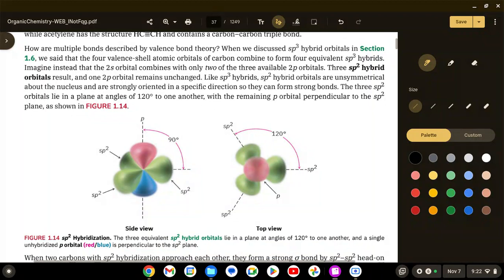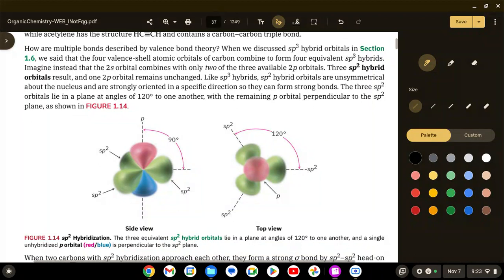Imagine instead that the 2s orbital combines with only two of the three available 2p orbitals. Three sp2 hybrid orbitals result and one 2p orbital remains unchanged. Like sp3 hybrids, sp2 hybrid orbitals are unsymmetrical about the nucleus and are strongly oriented in a specific direction so they can form strong bonds. The three sp2 orbitals lie in a plane at angles of 120 degrees to one another, with the remaining p orbital perpendicular to the sp2 plane, as shown in figure 1.14.